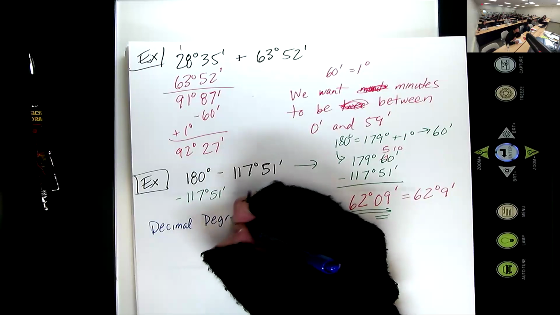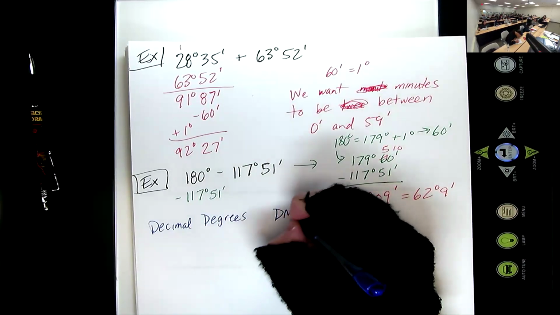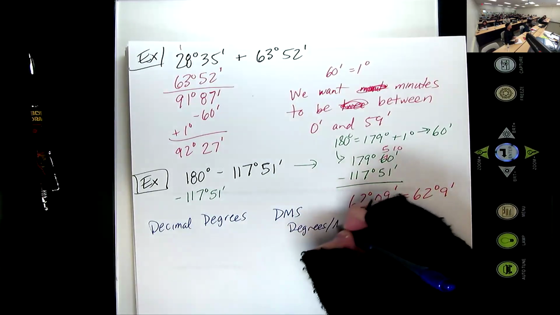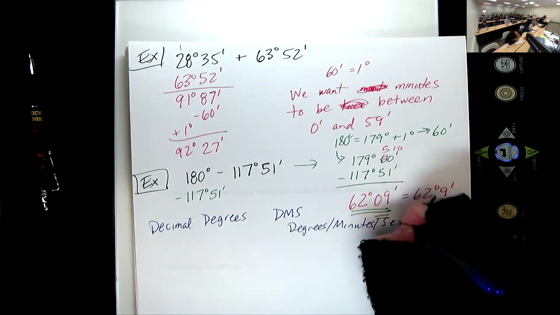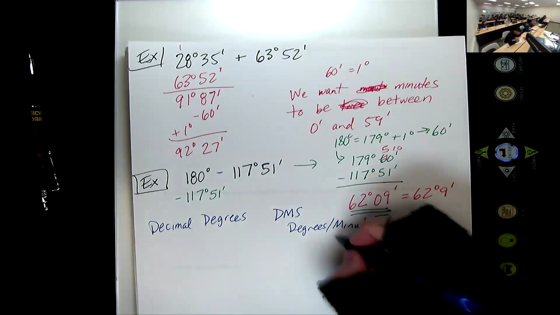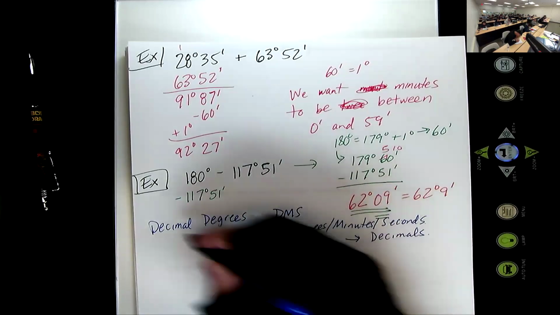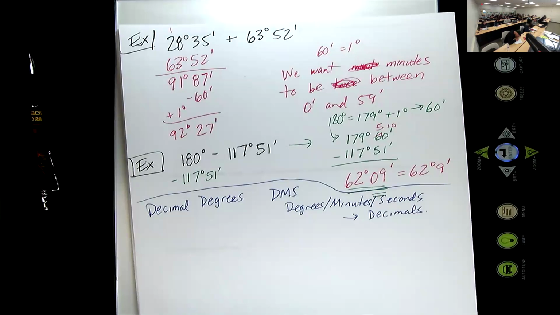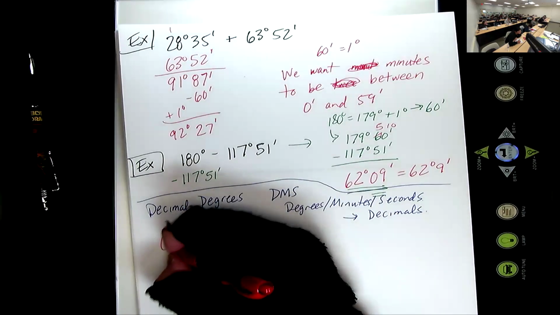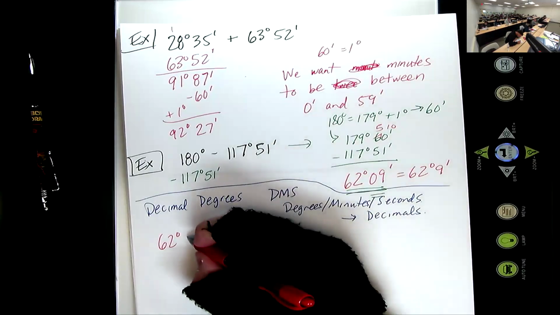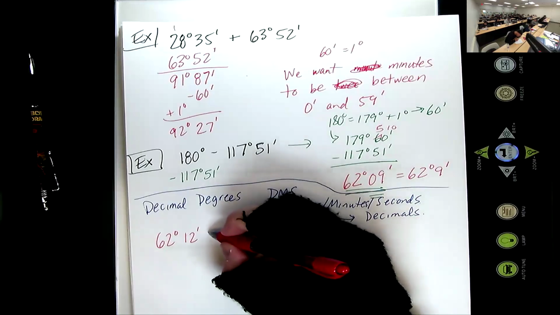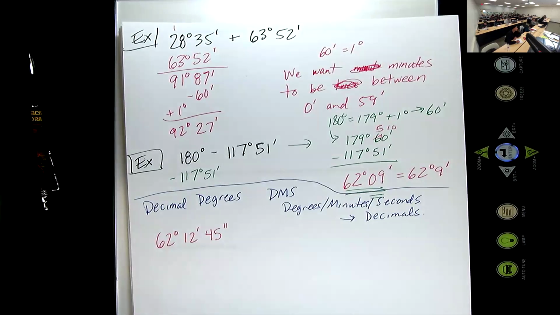We can turn this into decimals. It's called DMS for degrees, minutes, seconds. In fact, if you have a calculator and it has that option on there, it's probably indicated by DMS. We can go to decimals. So let's look at how that happens. Let's say we have 62 degrees, 12 minutes, and I don't know, 45 seconds. We want to write this as a decimal.